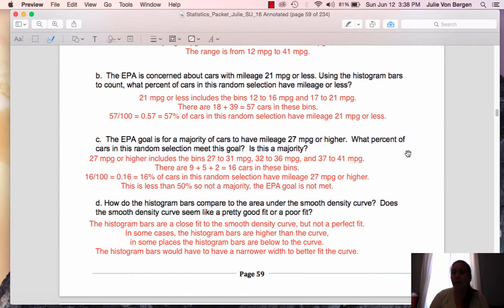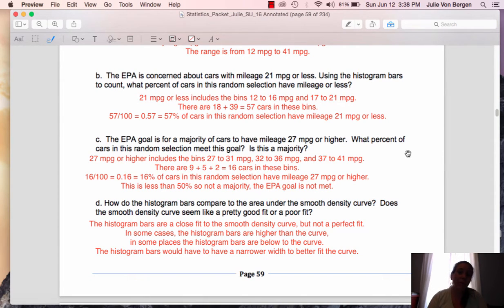So the EPA is concerned about cars with mileage 21 miles per gallon or less. Using the histogram bars to count, what percent of cars in this random selection have this mileage of 21 miles per gallon or less? Using our frequency table, we know 21 miles per gallon or less includes the bins from 12 to 16 and 17 to 21 miles per gallon.